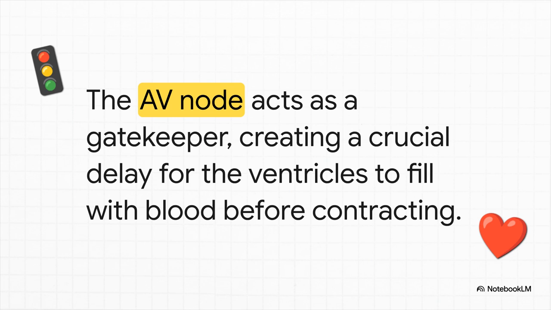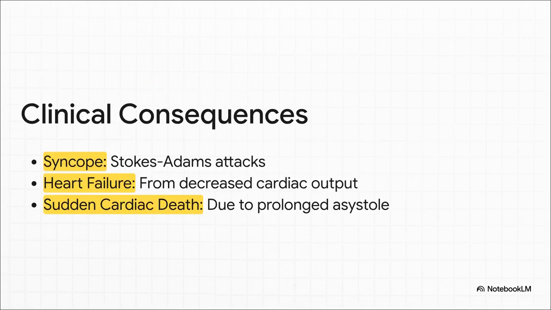The best way to think about the AV node is like an electrical gatekeeper. Its main job is to put a tiny pause on that electrical signal. And that delay isn't a bug, it's a feature. It's absolutely crucial because it gives the ventricles just enough time to fill up with blood before they get the signal to squeeze. So, what happens when that gatekeeper starts to fail?